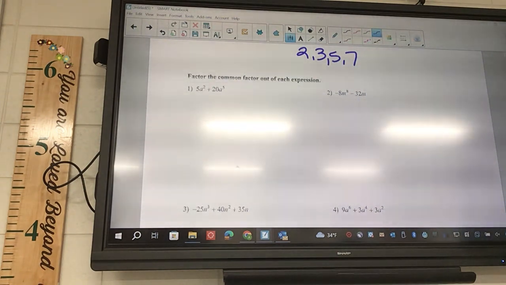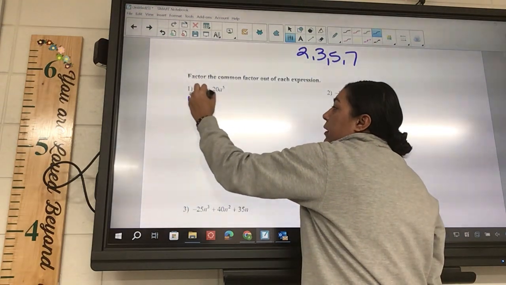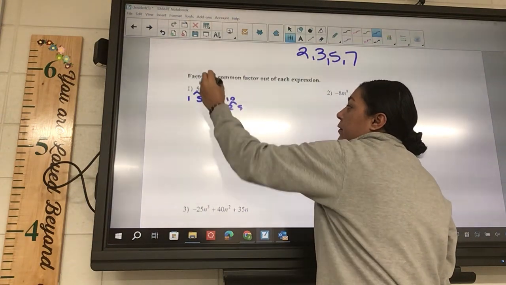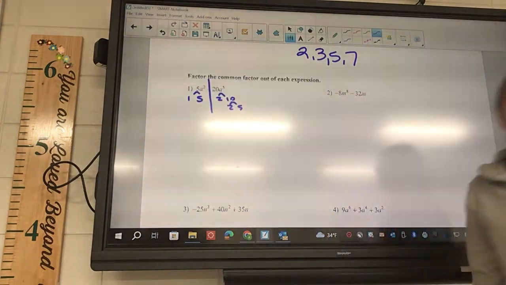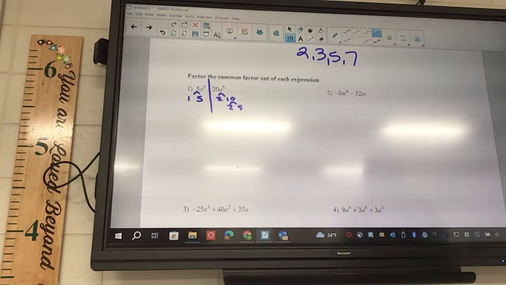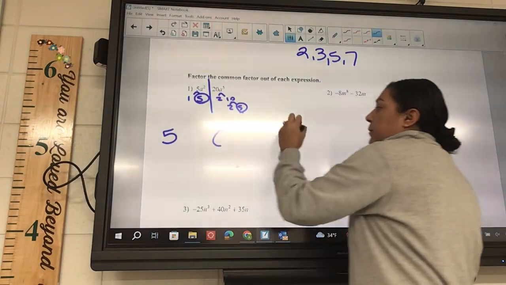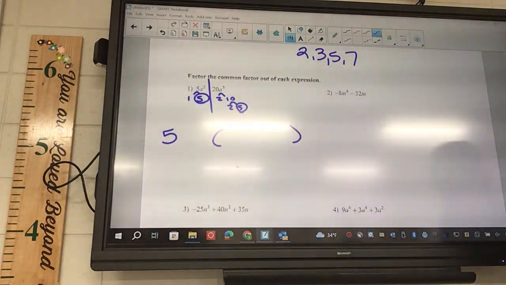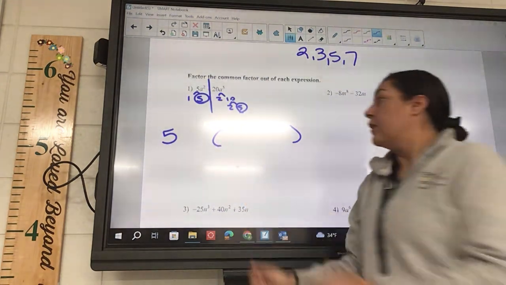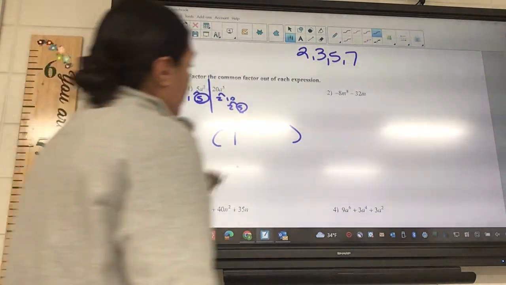Okay, so, what are some factors of 5? 1 and 5. Okay, 20, I got 2, 10, 2, 5. Okay, so who is our matchies? The 5s. Okay, so a 5 can go on the outside. Okay, 5 divided by 5 is 1. 20 divided by 5 is 4.